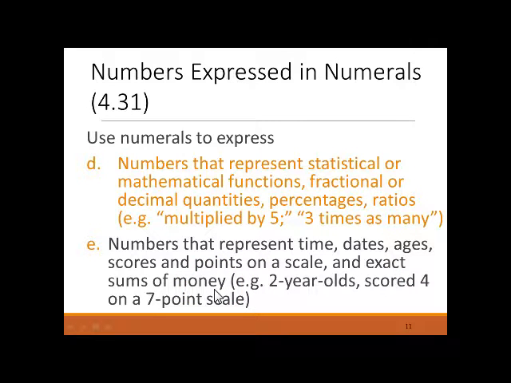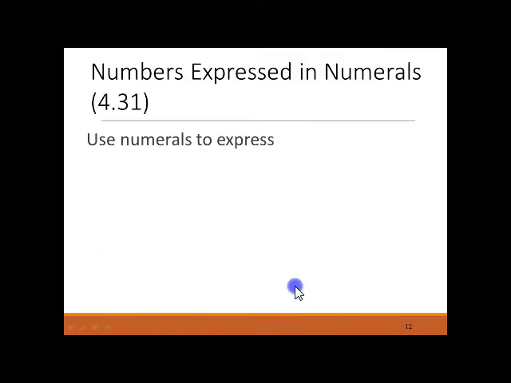And then numbers that represent time, dates, ages, scores and points on a scale, and exact sums of money. So if you're writing $752 million, you don't write that in words, you use the dollar sign and you write 752,000,000. We've got some other examples here that you can refer to as well.